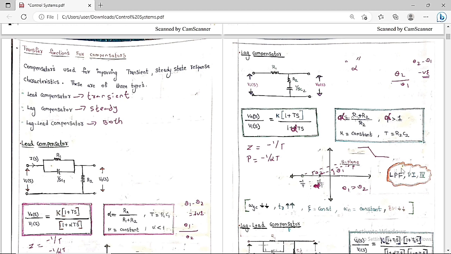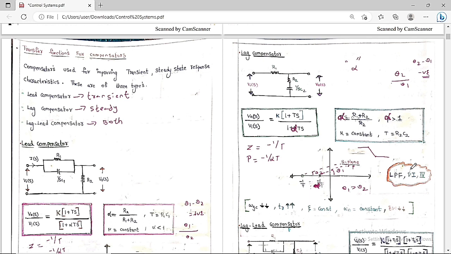Whenever you are going to draw the polar plot for this lag compensator, it is always going to lie in the fourth quadrant. So therefore you can say this lag compensator is also called a low pass filter. It is also called a PI controller. And whenever you draw the polar plot for this lag compensator, it always lies in the fourth quadrant.